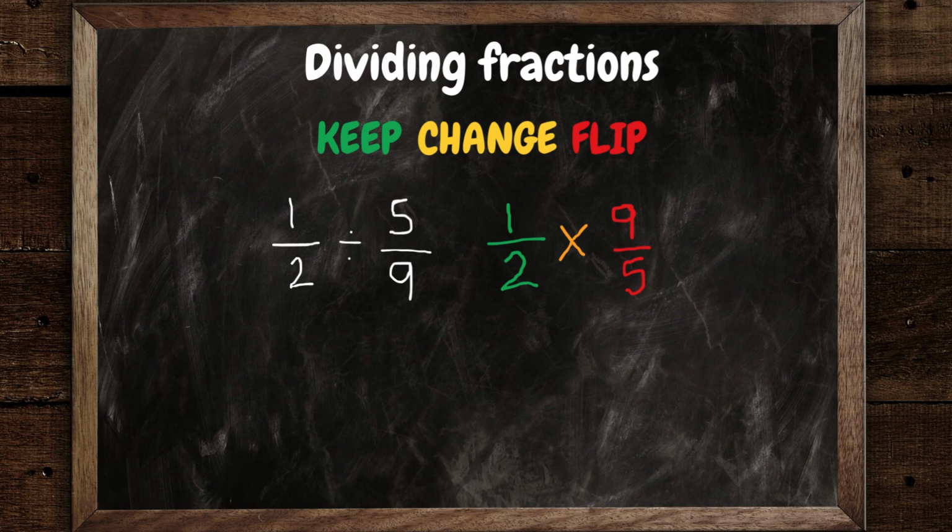The next step is to change the sign. So the divide sign becomes multiply. And then the third step is to flip the final fraction. So 5 over 9 flipped over becomes 9 over 5.